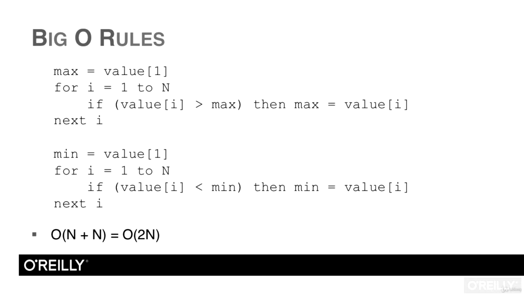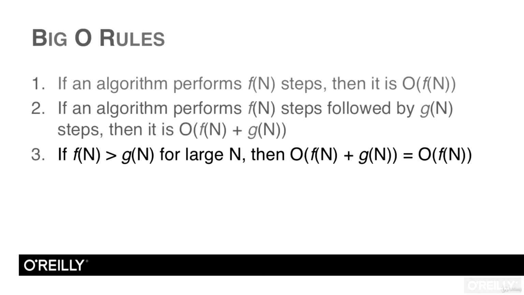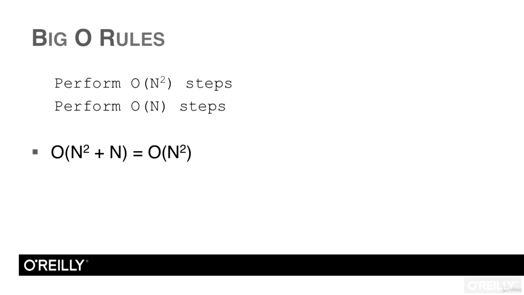If the algorithm performs some steps followed by some more steps, you can add the behavior of the 2 sets of steps. The third rule says, if the function f is larger than the function g for large problems, then you can simplify f plus g to be just f. Basically, this says you can round up. Because f is larger than g, eventually the function f will dominate the runtime, so you could ignore g. For example, suppose an algorithm performs order n squared steps followed by order n more steps. The function n squared is bigger than the function n for large n, so this algorithm's performance is order n squared.